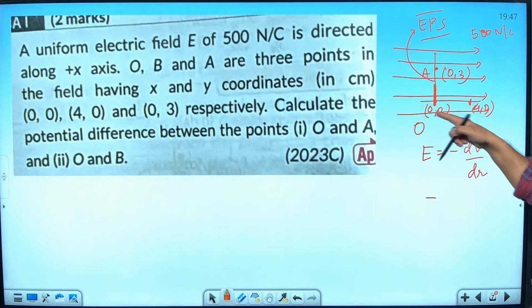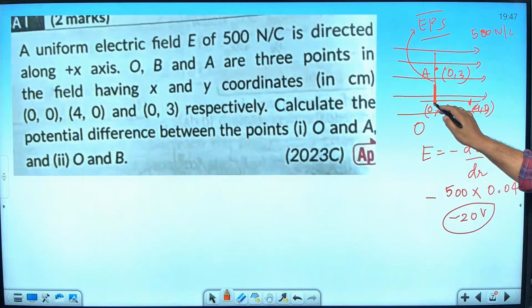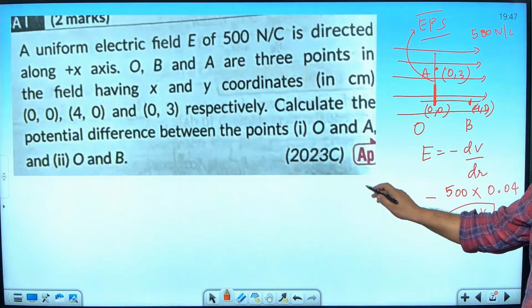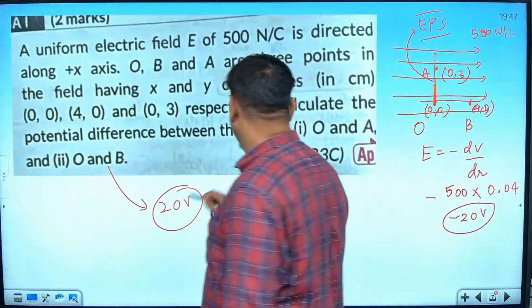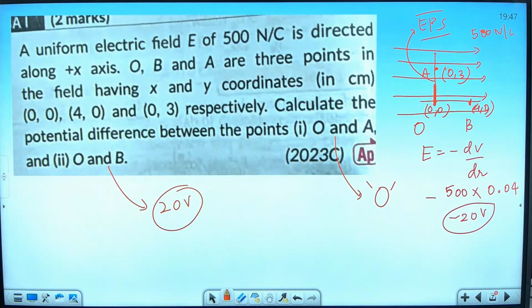Is it 4 centimeter or meter? Centimeters, so how much will it be? Negative of 500 into 0.04, isn't it? So, how much will that be? Minus 20 volt. And what is the potential of this point? 0 volt. What is the potential difference between them? 0 minus minus 20 will become 20 volt. So, the answer for the second part is 20 volt. And what is the answer for this point? 0.